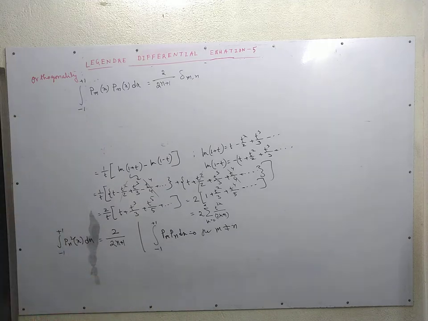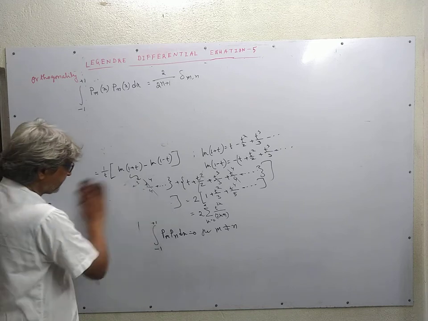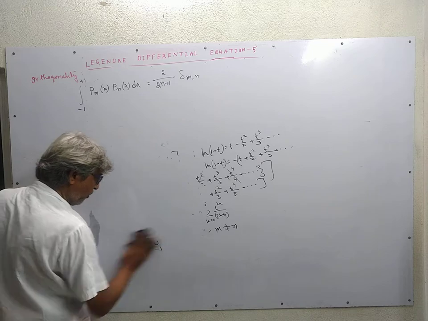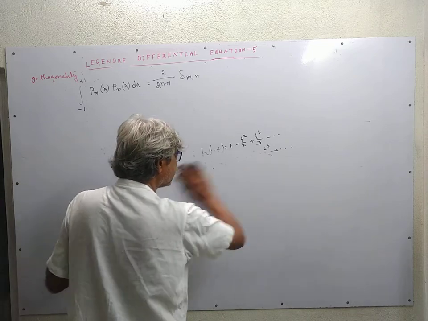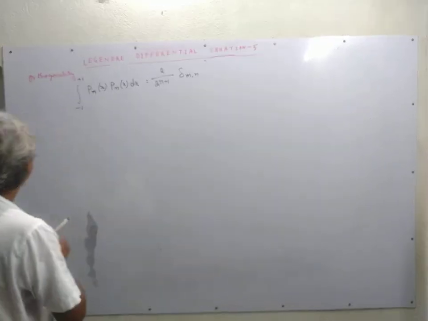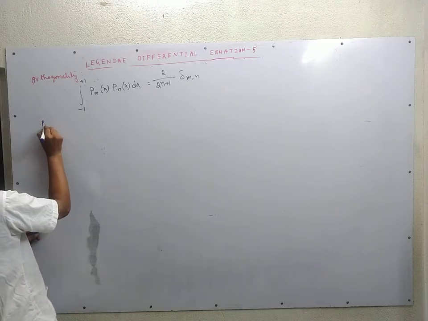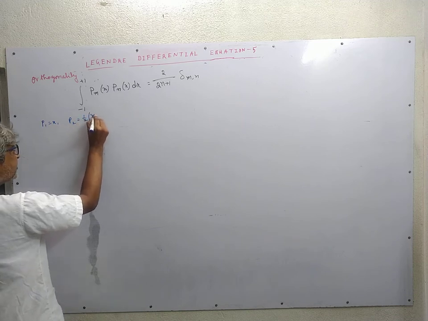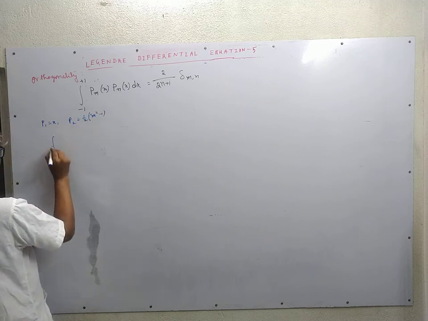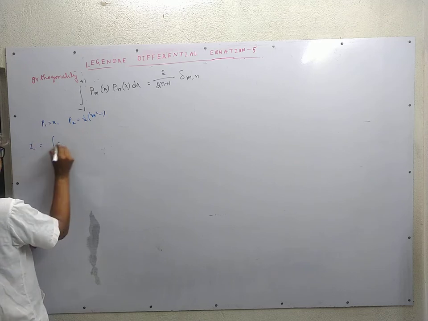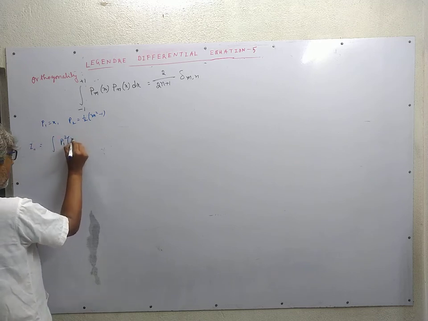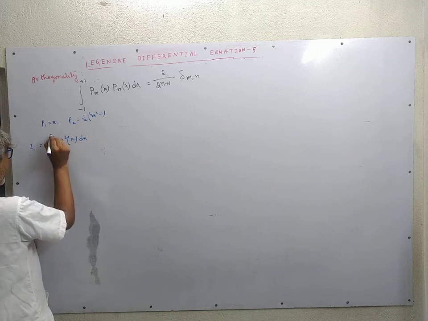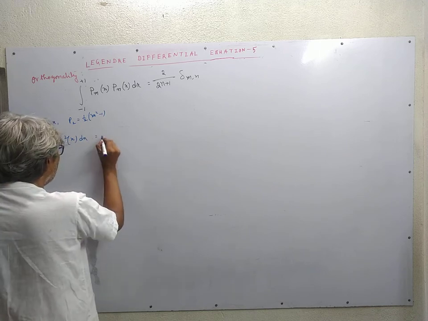This is the orthonormality relation of the Legendre polynomial. Let me use this for the verification purpose of a few low order cases, that is, we shall concentrate on cases 1 and 2. So P1 is equal to x and P2 is equal to half into 3x squared minus 1. We consider the integration, that is, P1 squared of x dx integrated from -1 to +1.